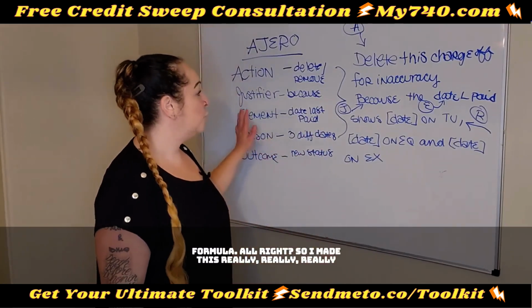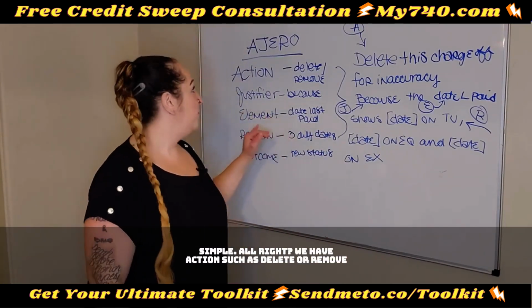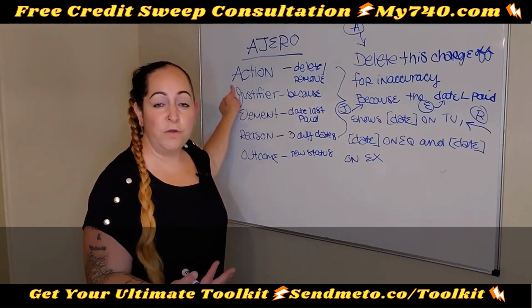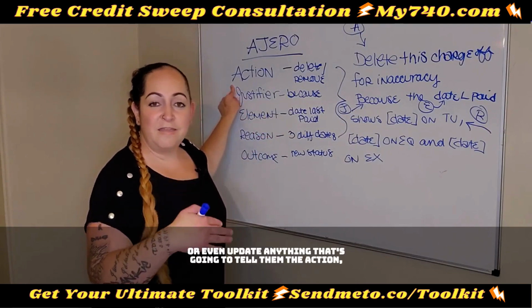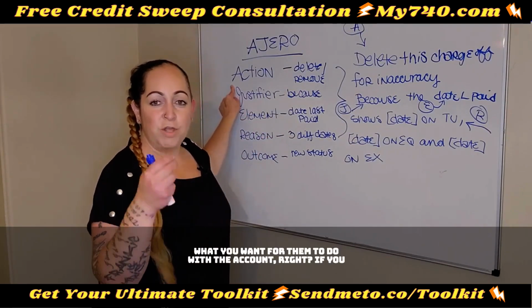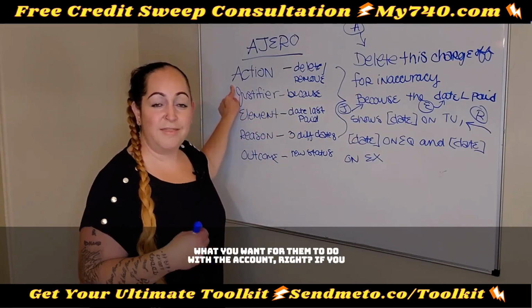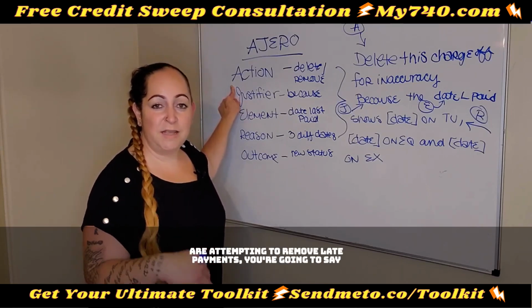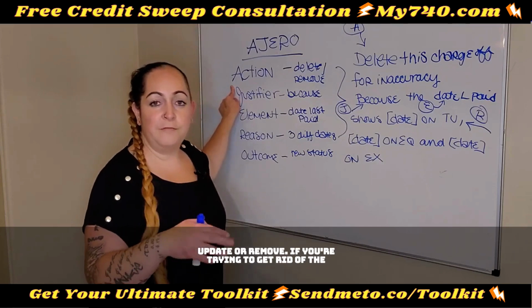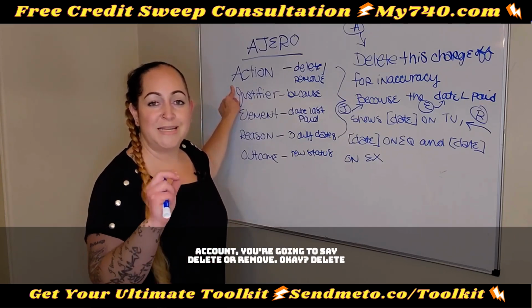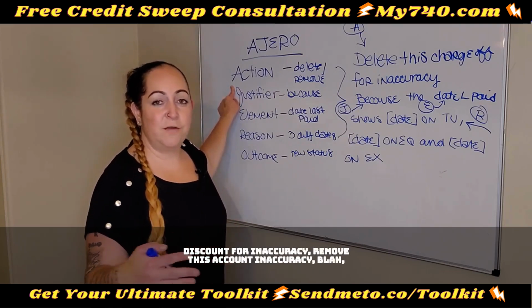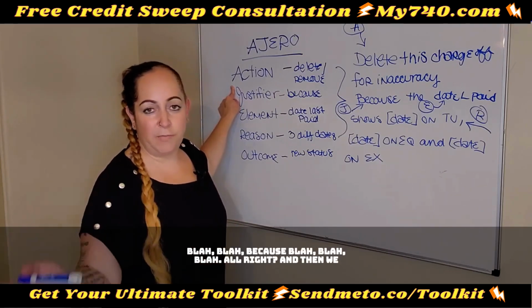So I made this really, really simple, all right? We have action such as delete or remove or even update, anything that's going to tell them the action, what you want for them to do with the account, right? If you are attempting to remove late payments, you're going to say update or remove. If you're trying to get rid of the account, you're going to say delete or remove, okay? Delete this account for inaccuracy, remove this account for inaccuracy, because blah, blah, blah, all right?